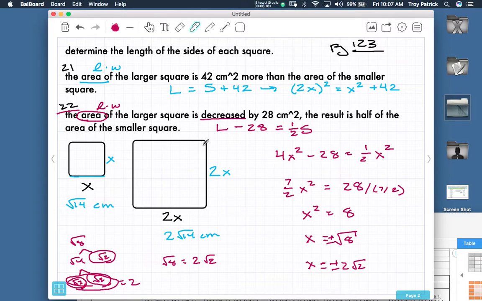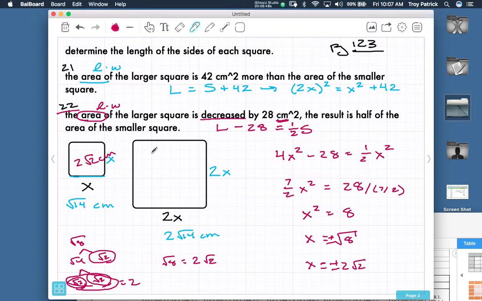Okay, so we want to find the side length of the smaller square, the side length of the larger square. So since we have two answers here, the negative one is invalid because we're dealing with distance. So x here, the answer for number 22, the length here will be positive 2 times the square root of 2 centimeters. Units are important. We used units, centimeters squared for area. That means in distance, centimeters will be used.